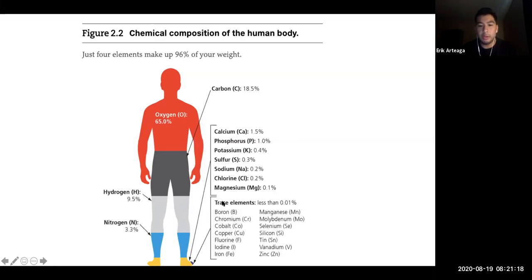So there are a lot of different elements which we'll go over in the semester, but just know that oxygen, carbon, hydrogen, and nitrogen are going to make up the majority of what the human body utilizes. This is going to be the majority of the elements that we use in biological systems. This is typical for pretty much everything.